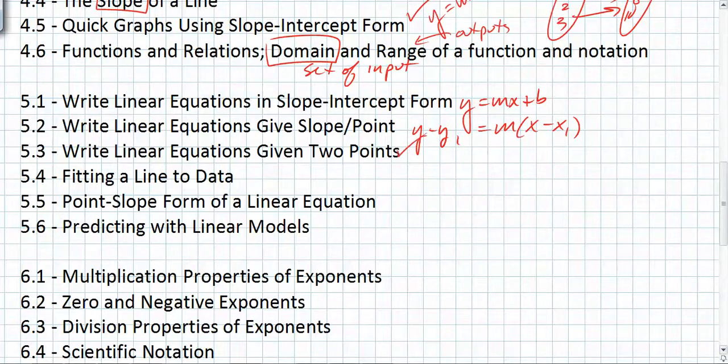Good. Fitting a line to data. What is that? What do you do first if you're fitting a line to data? What are you going to start with? A lot of data. And what are you going to do with the data? Graph it as a scatter plot. And then you're going to use a ruler and make your line of best fit and then come up with an equation. We did that a bunch of times.